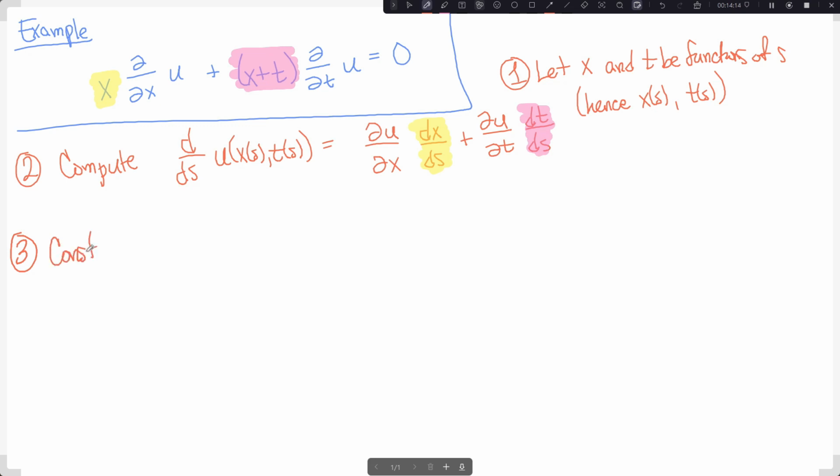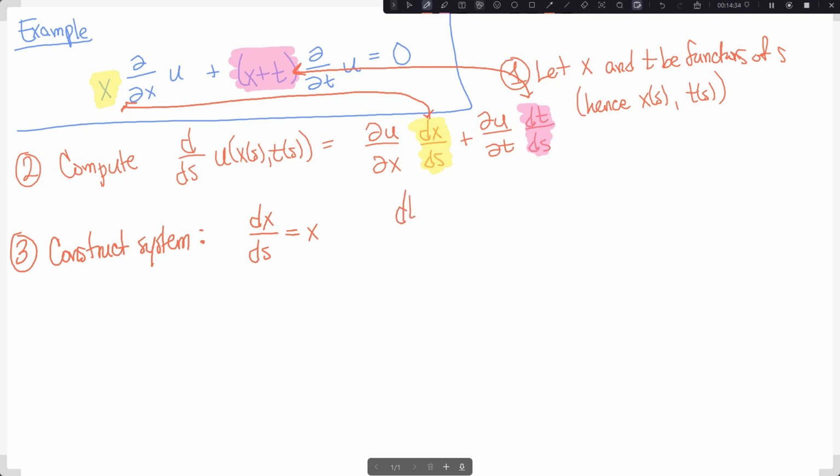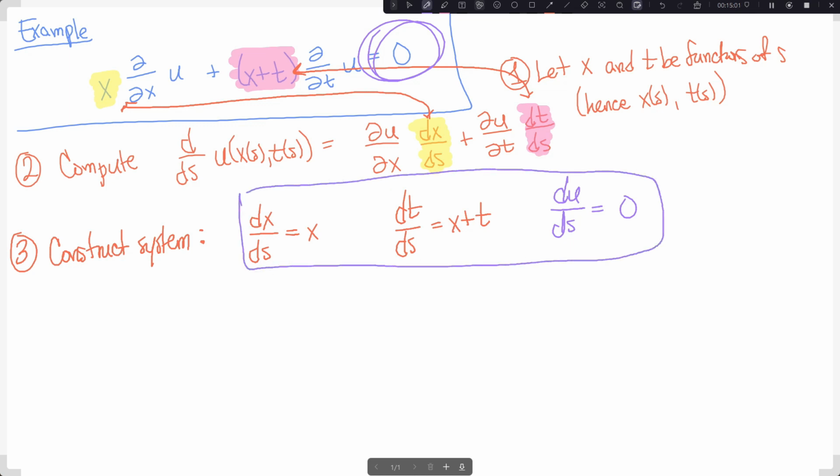So step 3, construct the system, by making this identification that dx/ds was equal to x. dt/ds is x plus t. And finally, the last term here is tricky. You kind of just have to remember that it is what it's supposed to be. That's du/ds equals the right-hand side of the initial equation. So in this case, 0. So that is our system. And now we just solve it.